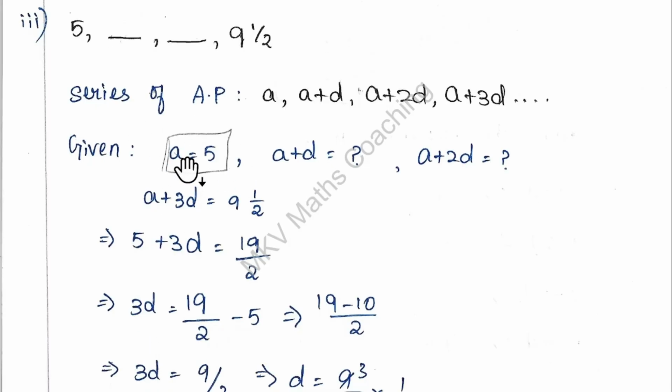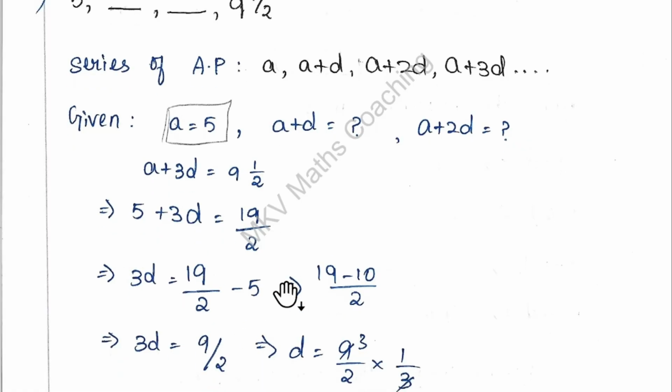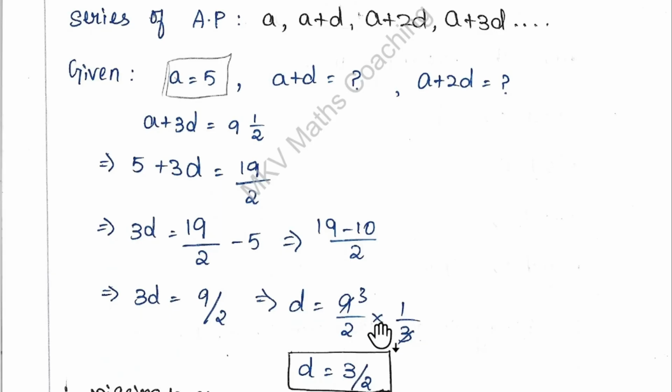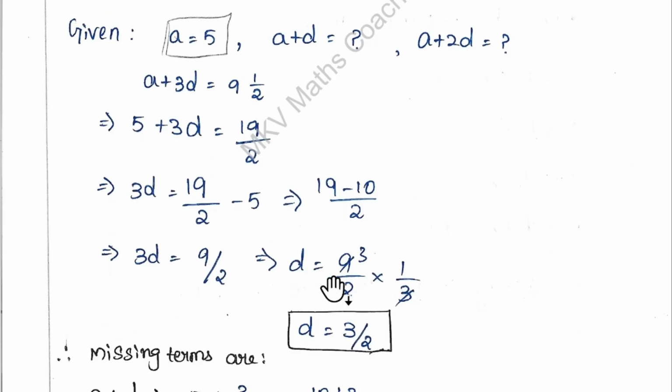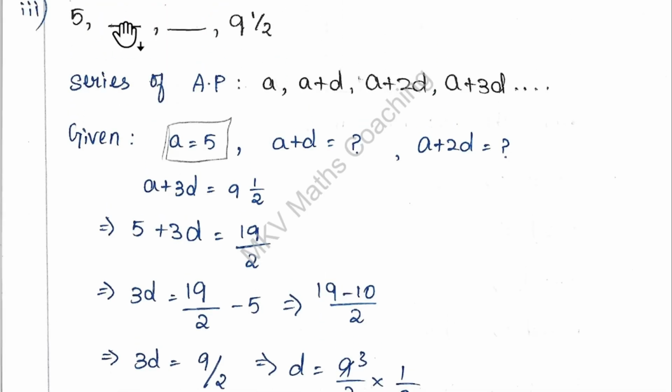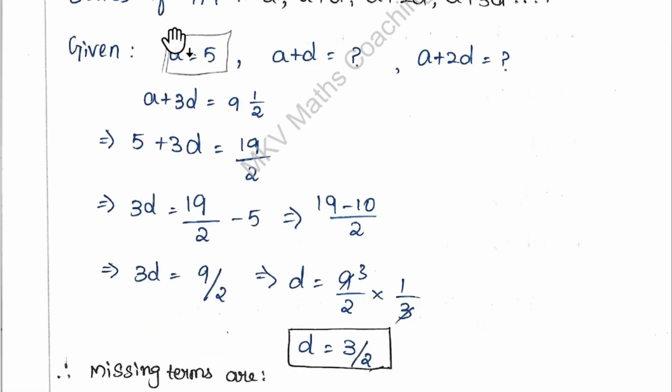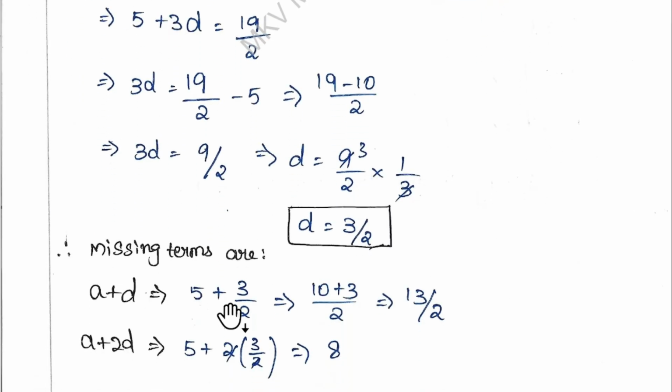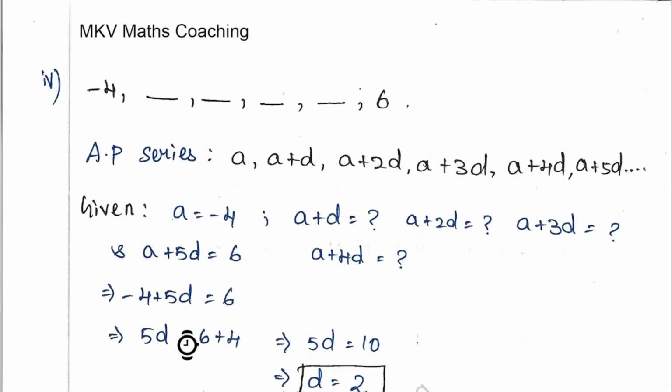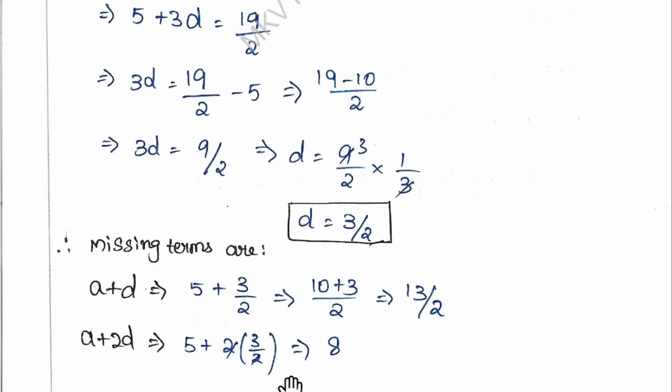So once you know the A value and any other term is given, you just substitute the A value in it. So A plus 3D is 9 and a half. Instead of A, I am substituting 5, and I'll be getting the D value. When you calculate, you take an LCM, you get the D value as 3 by 2. So once you get A and D, what is the missing term? A plus D and A plus 2D are missing. So A plus D is 5 plus 3 by 2, cross multiply it, 13 by 2. And A plus 2D is 5 plus 2 into 3 by 2. 2 will get cancelled. 5 plus 3 will be 8.